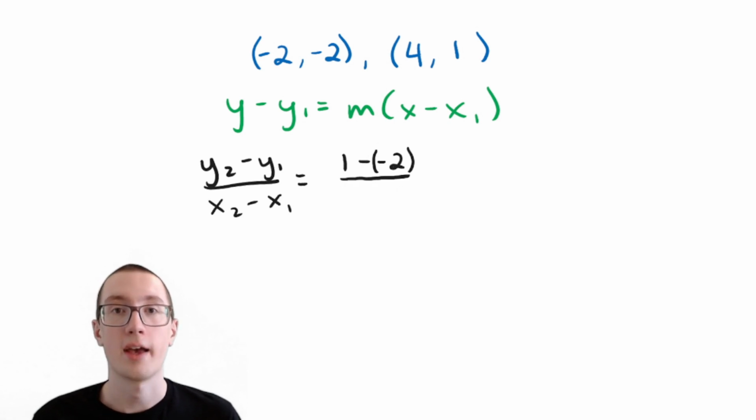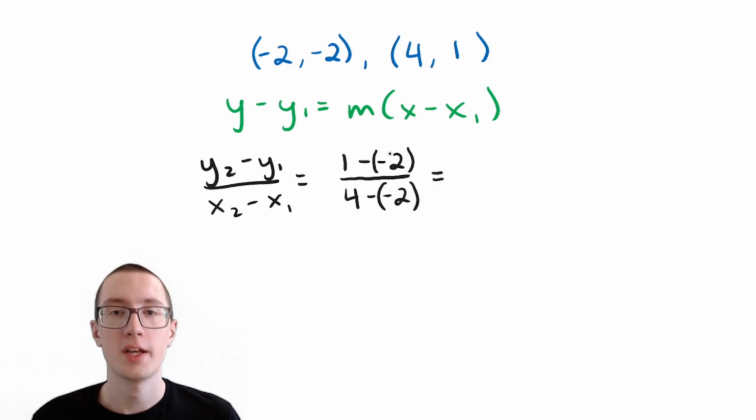separate negative signs. x2 is the x of the second point. Here's the second point. The x is the one to the left, so 4. And x1 is the x of the first point. Here's the first point, and the x is -2. And we'll go ahead and put this in parentheses as well, just to remember the same thing.